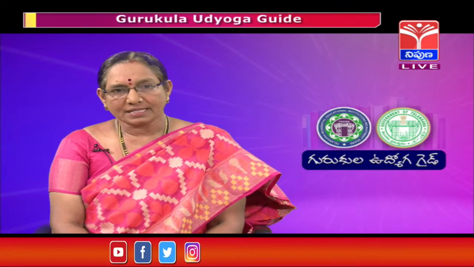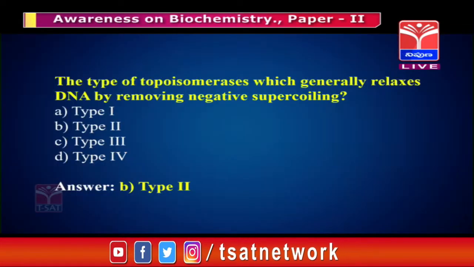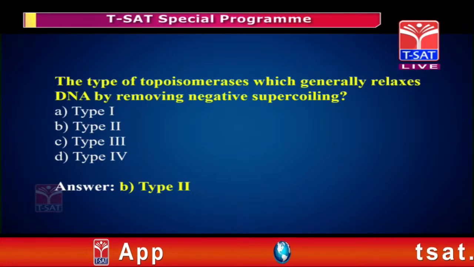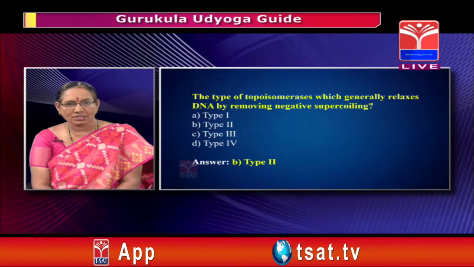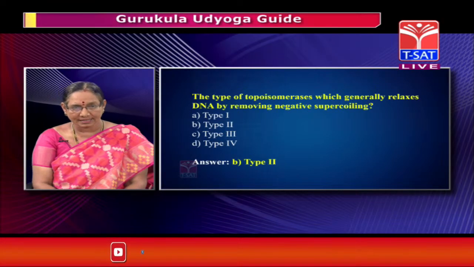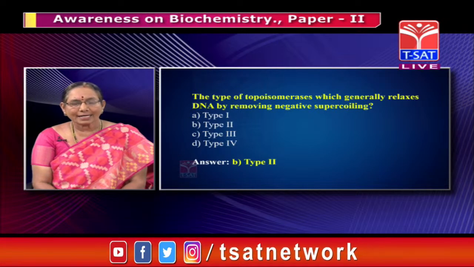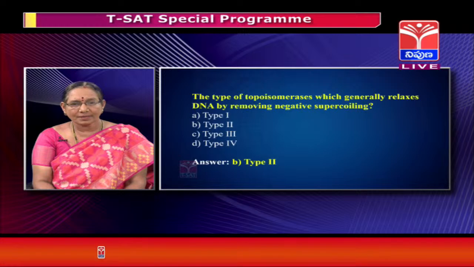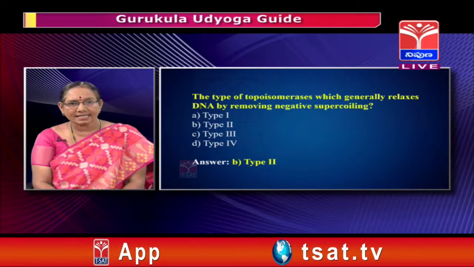Next question can be something like this on supercoiling. So the type of enzymes like topoisomerase, which generally reduces DNA strain by removing negative supercoiling. So what is negative supercoiling? What is positive supercoiling? One needs to understand. Negative supercoiling is a concept where a tightly coiled DNA molecule will be relaxed by removing some of the twists and turns. So there are different types of enzymes.